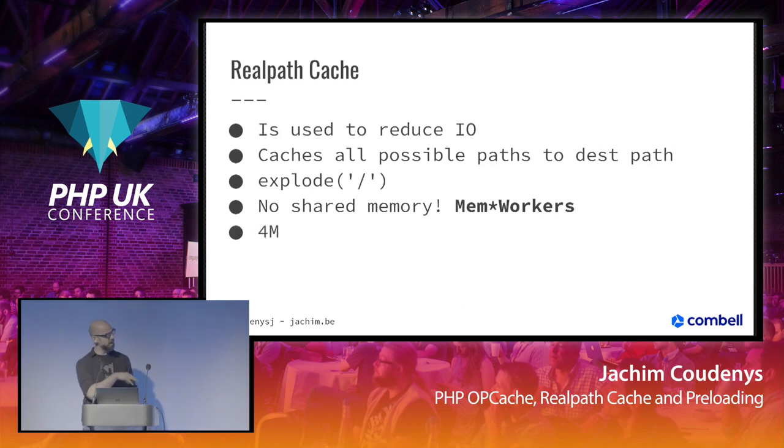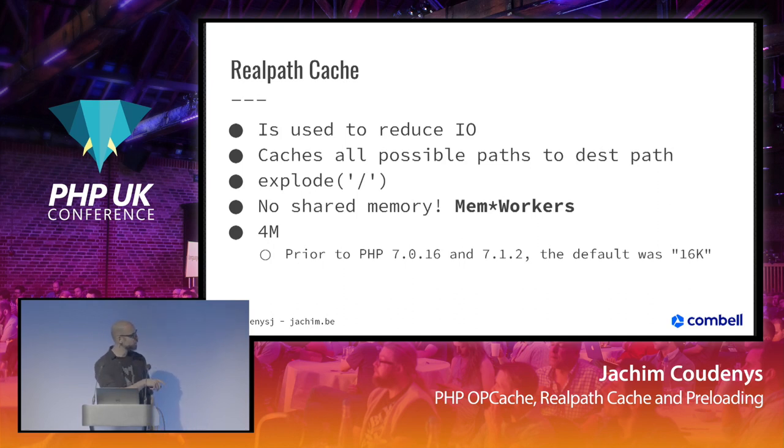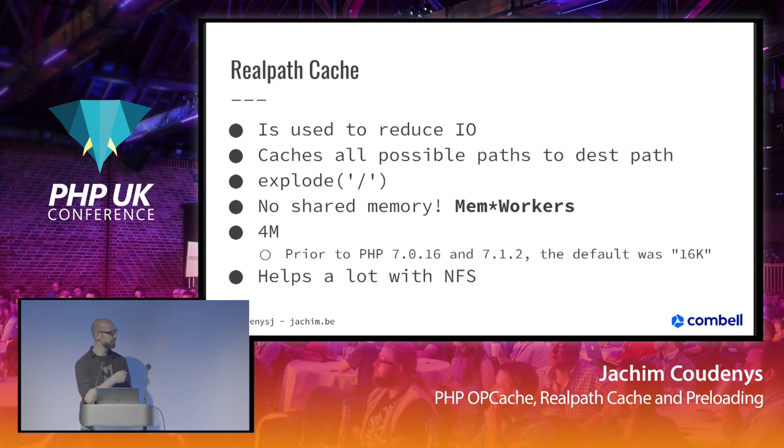So by default, we have 4 megabytes for that Realpath cache to store. But again, it's not stored in shared memory, so you have to watch out. If you have like 200 child processes, you have 4 megabytes times 200, so you have to watch out that you don't run out of memory. So before PHP 7, the default was 16K, and we all know that all the frameworks that we use, that's way too low. So the new default is 4 megabytes. And as I mentioned before, this helps a lot with the NFS problem that we have. So try to keep as many processes running to avoid the overhead.